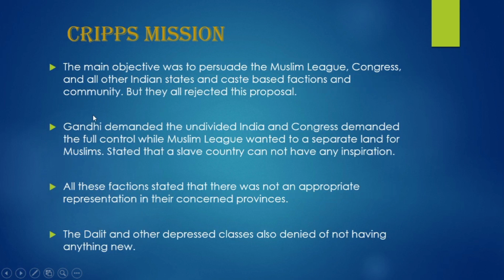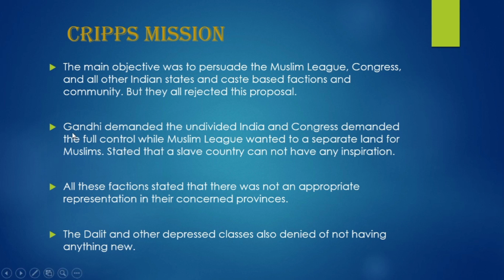And what happened after that, friends? The main objective was to persuade the Muslim League, the Congress, here the Indian National Congress I'm talking about, and all other Indian states, caste-based factions and communities. But they all rejected this proposal. You know what happened ultimately? The main objective was to convince the Muslim League, the Congress Party and all other Indian states. Why were they making efforts to persuade them? Because behind the curtain they wanted to convince them. And when they came to know that there was nothing new in the proposal, they finally denied the offer. I hope you are getting it, students.